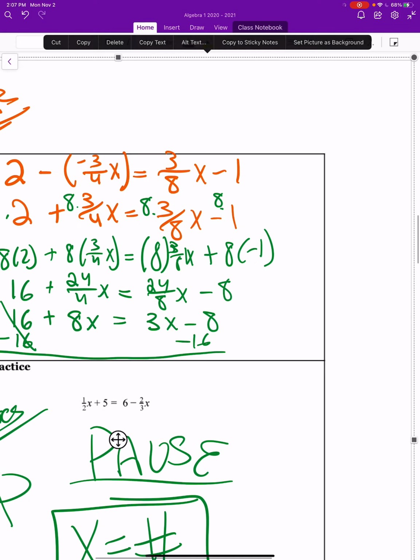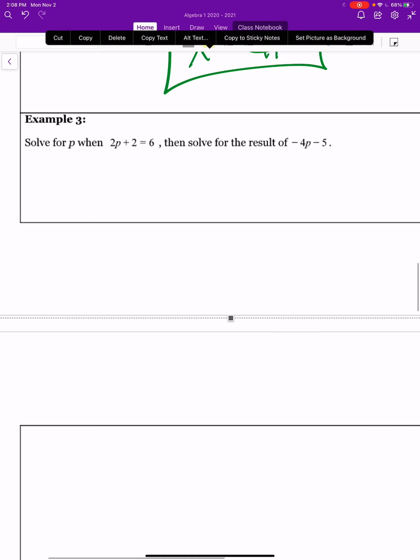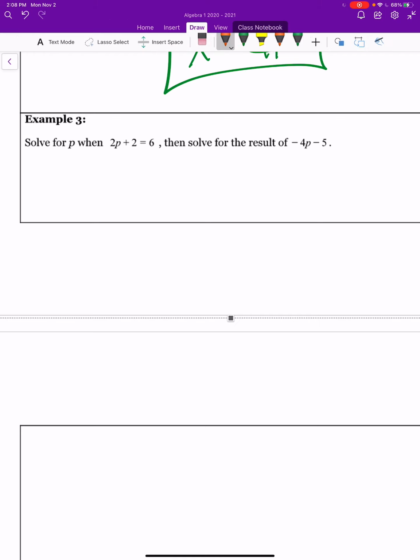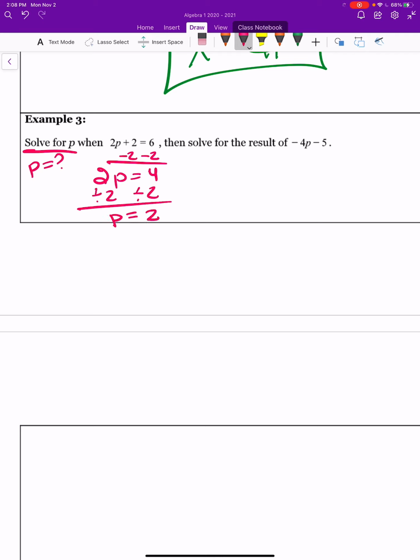All right, so now let's solve for p when 2 times (p plus 2) equals 6, and solve for the result of negative 4p minus 5. It's similar to before when we solved for x. We solved this earlier last quarter, but now we're going to up the ante a bit and have a larger expression, and find the result of that. So first solve for p. What does p equal? If I subtract 2 from both sides, 2p equals 6 minus 2, which is 4. Divide both sides by 2, p equals 2.